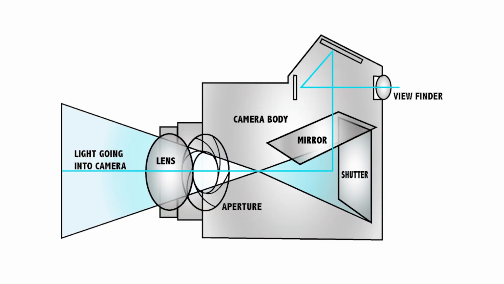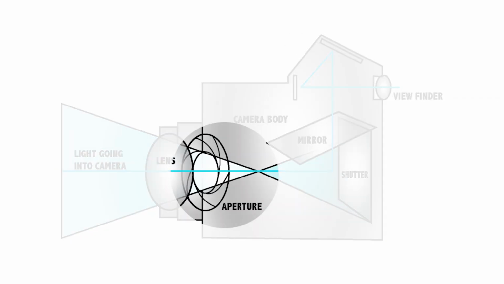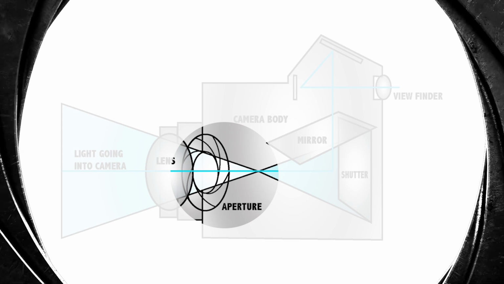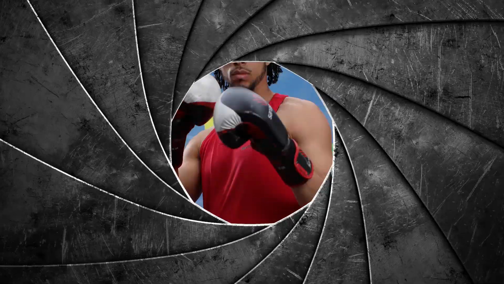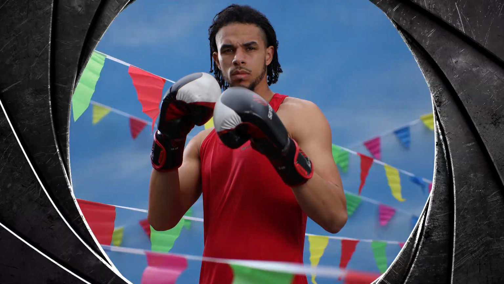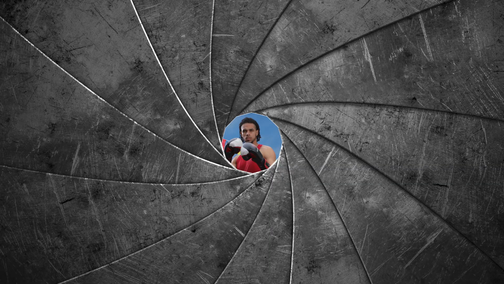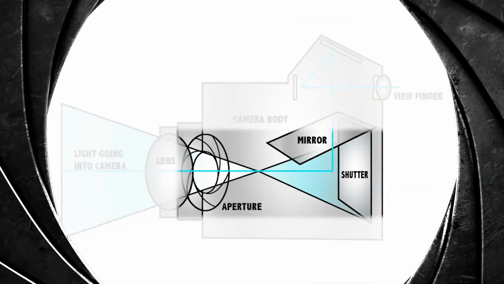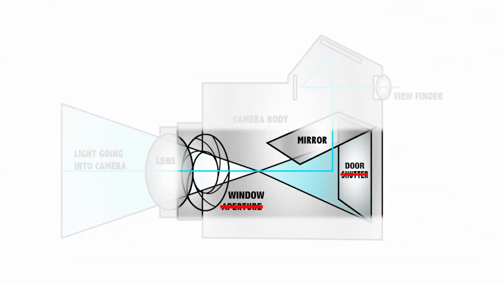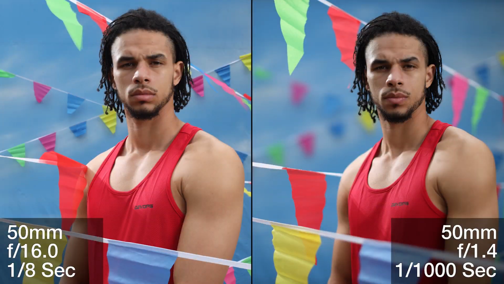Your aperture is a member of the exposure triangle. It's a diaphragm that resides in your lens. That diaphragm gets larger or smaller depending on the aperture you choose. A small aperture like 2.8 allows a lot of light to pass through, whereas a large aperture like f16 lets a small amount of light to pass through. If the shutter is a door, the aperture is a window, and you get to choose how much light passes through that window.